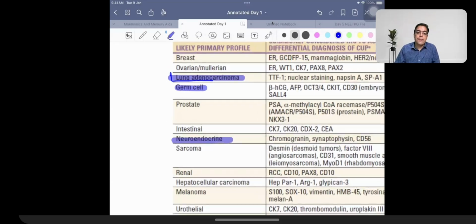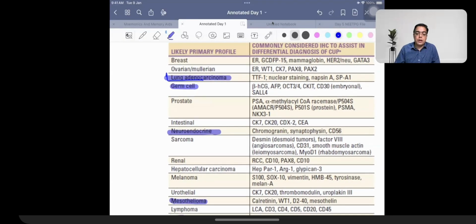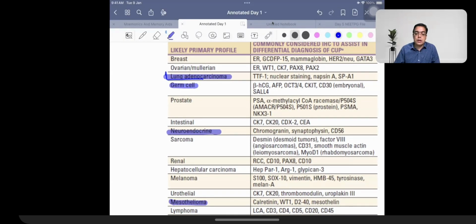These are the most important ones. There is a 99% chance that you will be asked a question in the exam on the special markers, and a higher probability of a question on something like lung cancer. Lung cancer is mostly adenocarcinoma. That's why TTF1 nuclear staining, with napsin A and SPA1. Right: TTF1, SPA1, napsin A.